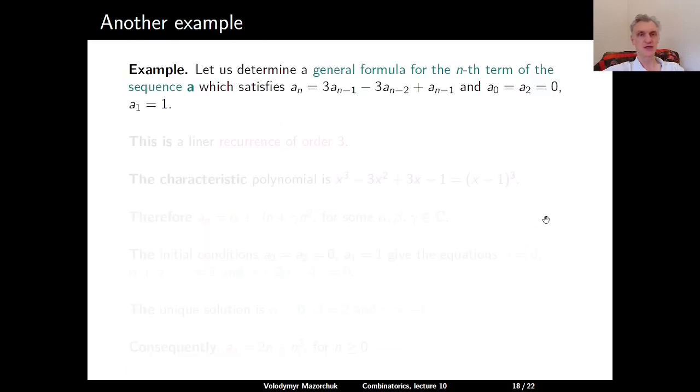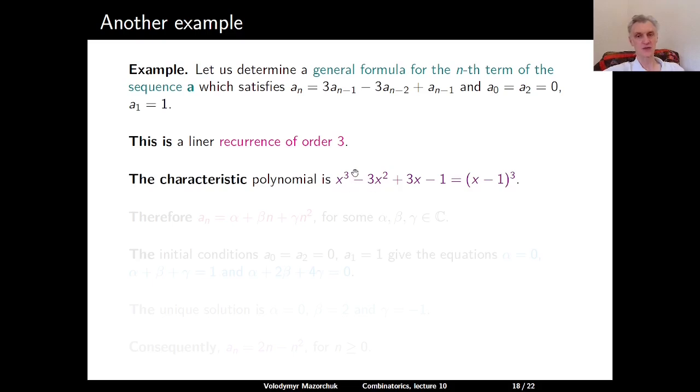Here is another example. Let us determine a general formula for the nth term of the sequence a, which satisfies the recurrence an is equal to 3 times an minus 1 minus 3 times an minus 2 plus an minus 3, and the initial values are a0 is equal to a2 is equal to 0, and a1 is 1. This is a linear recurrence of order 3. The characteristic polynomial is x to the power 3 minus 3x to the power 2 plus 3x minus 1, which is (x minus 1) to the power 3. So we have only one root, 1, and it has multiplicity 3.